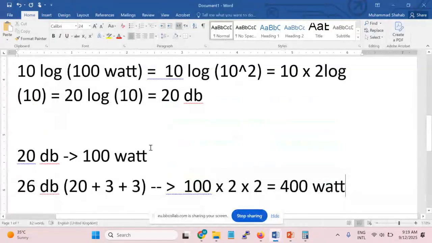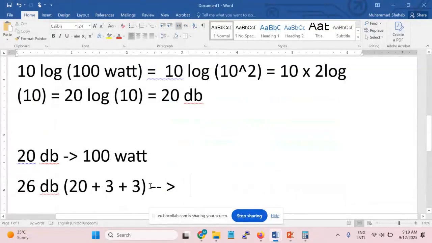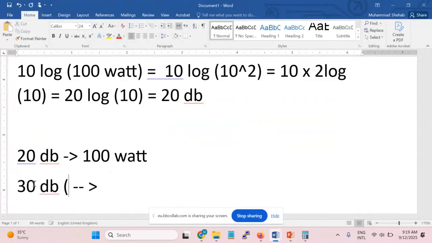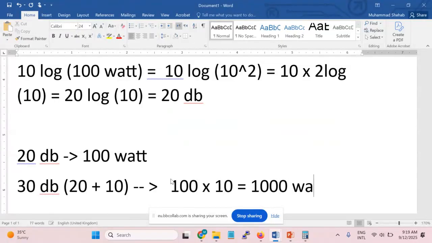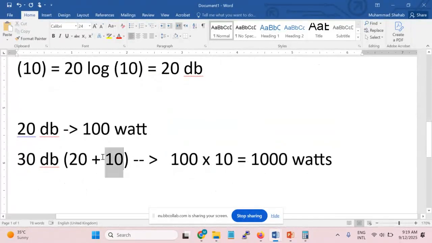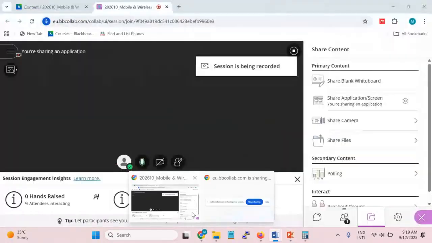So 20 dB gives me 100 watt. How much will 30 dB give me? 30 is 20 plus 10. If you add 10 in dB, you multiply by 10 in watts, which equals 1000 watts.